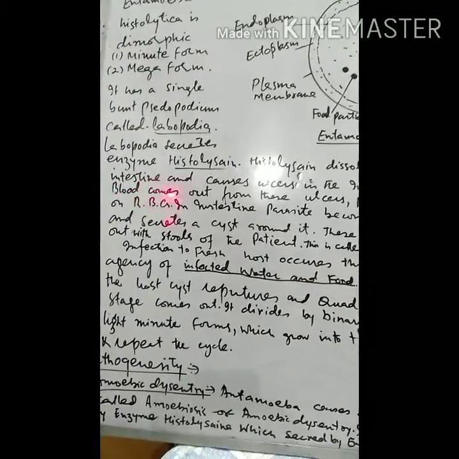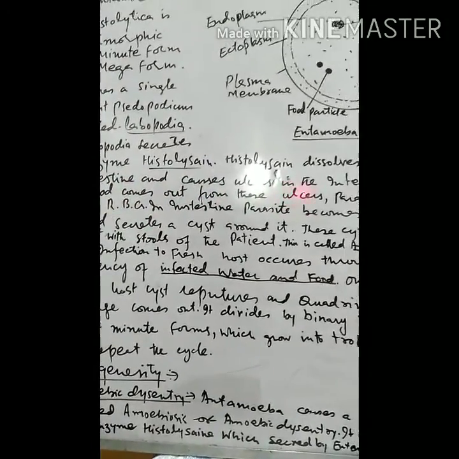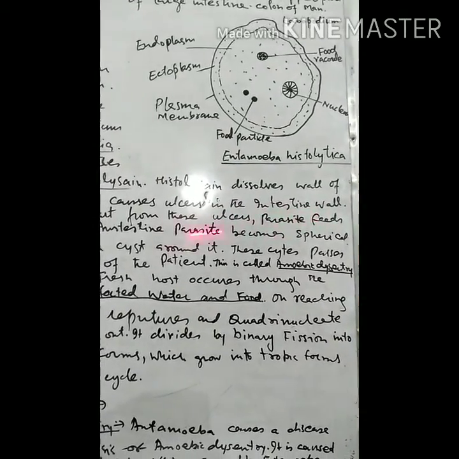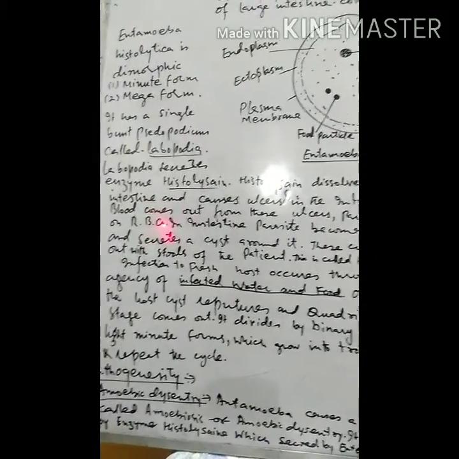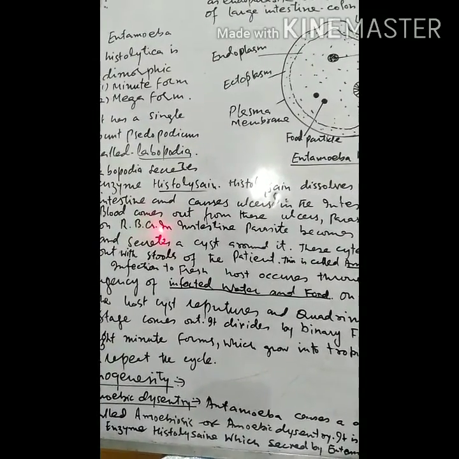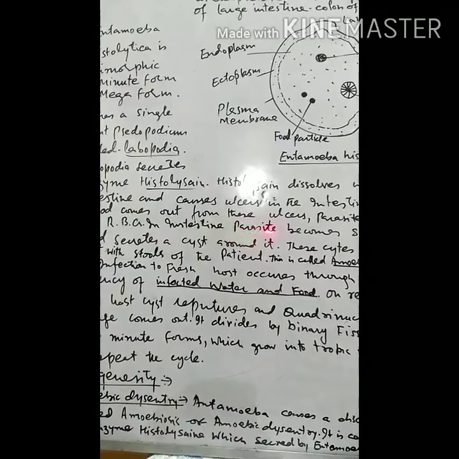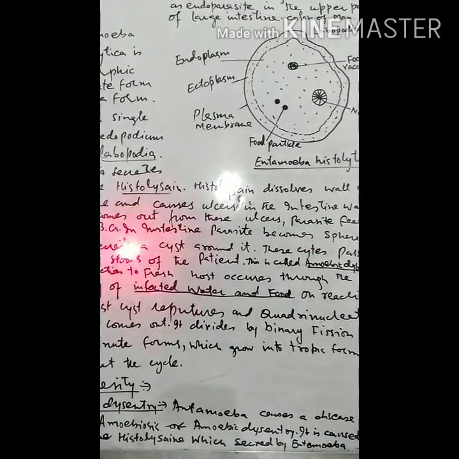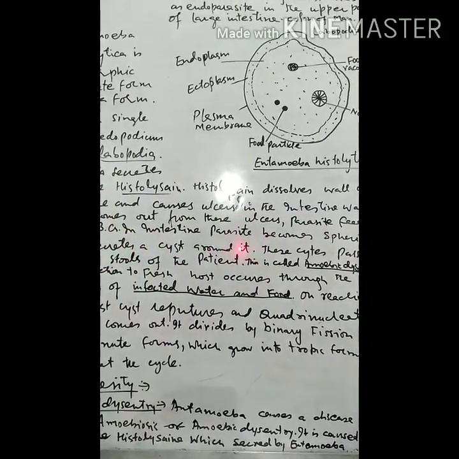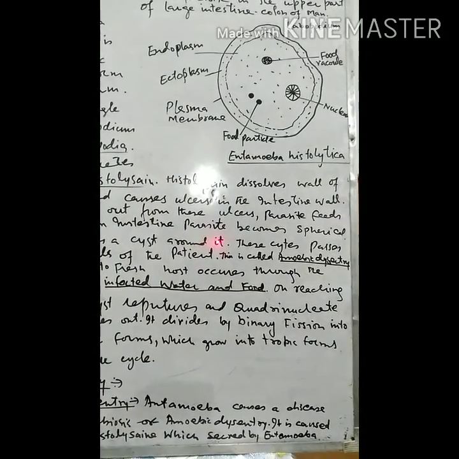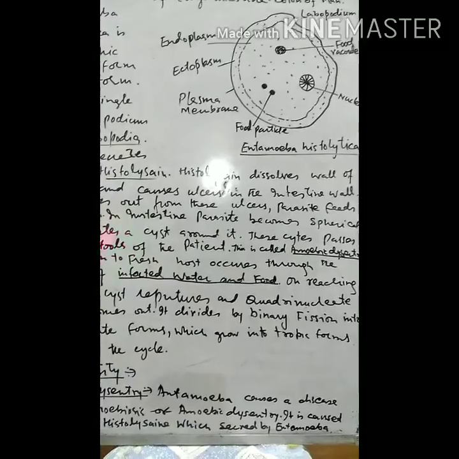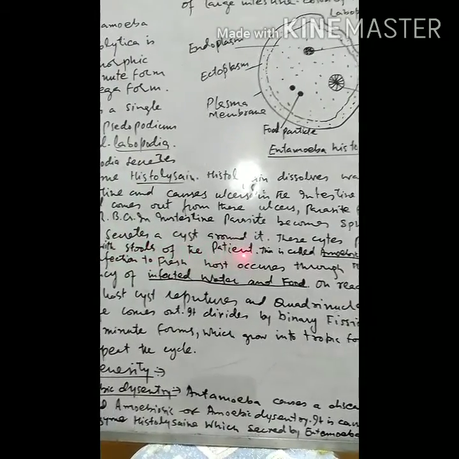What happens there? Blood comes out from the walls of the intestine. This causes ulcers. The parasite feeds on the RBCs of the blood of man. The parasite becomes spherical and secretes a cyst around it. It becomes a small ball-like structure and develops a cyst around it. These cysts pass out with the stools of the patient.